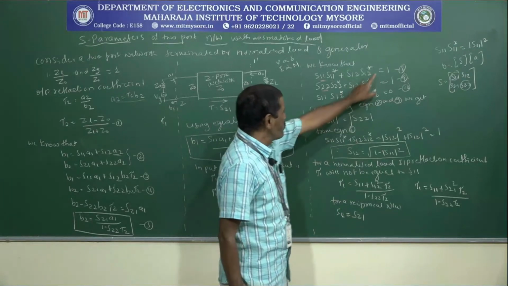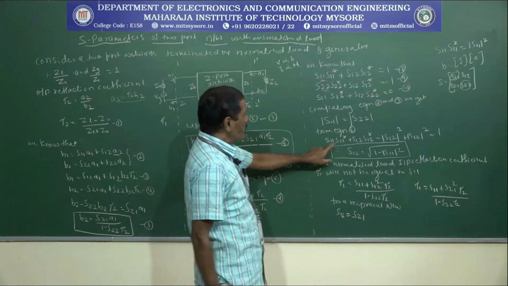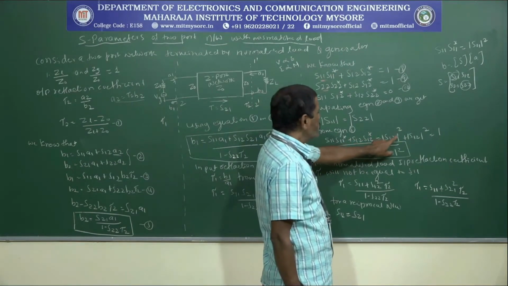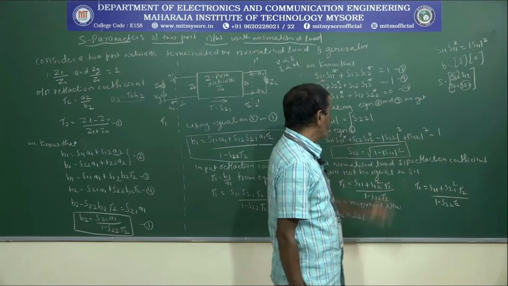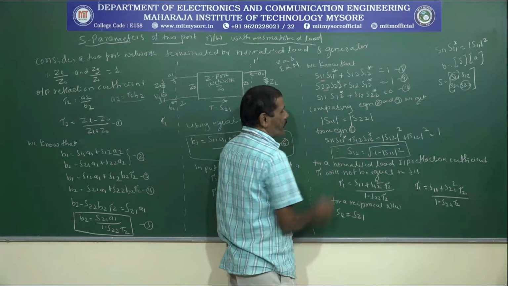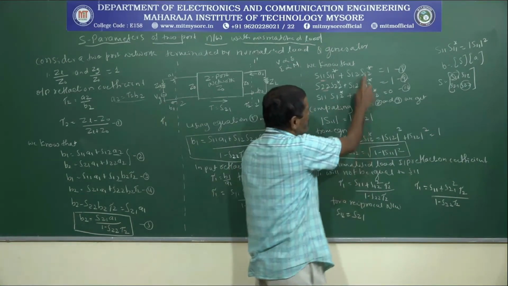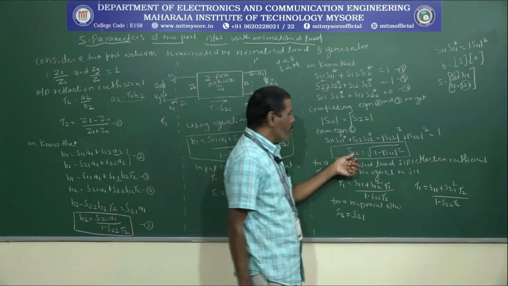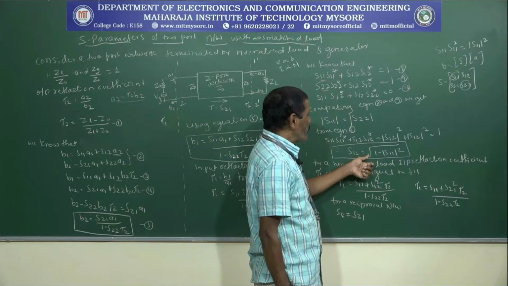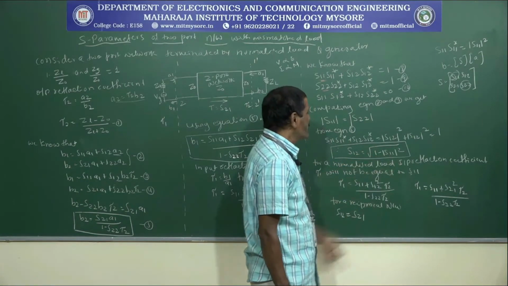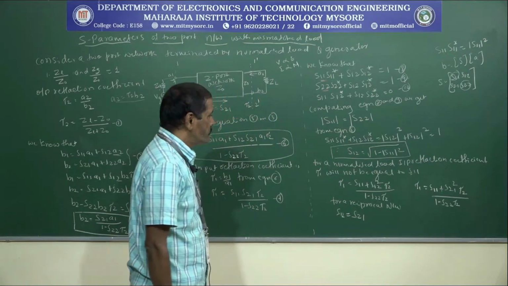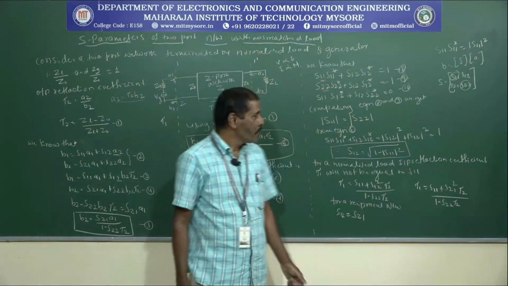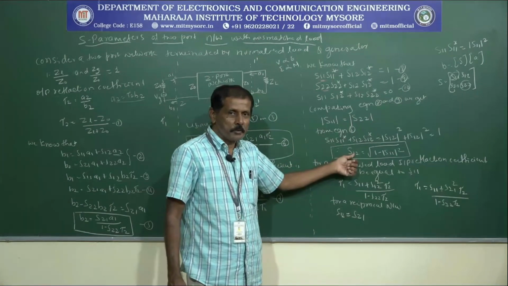Therefore, from equation number 8, S11 into S11 star plus S12 into S12 star is equal to S11 square plus S12 square, because each term we can write as a square, and this value is equal to 1. Therefore, S12 equals the root of 1 minus S11 square. Okay. Now for a normalized load, here we calculated S12.